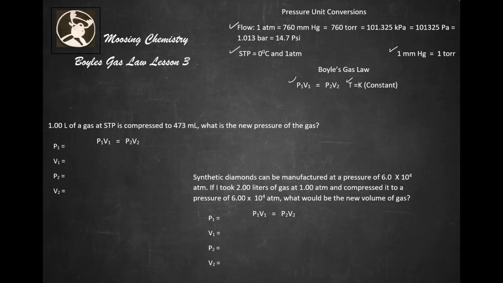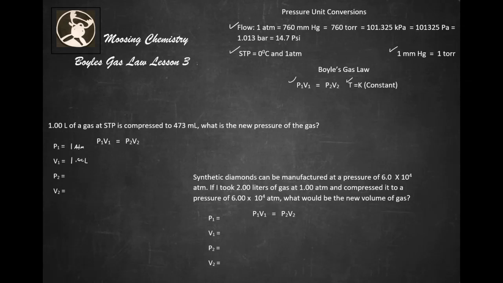All right, let's look at our first problem. 1 liter of a gas at standard temperature and pressure is compressed to 473 milliliters. What is the new pressure of the gas? Okay. So we have our first volume, which is 1 liter, and it's at STP, so that means this is 1 atm. That's why the STP is important.